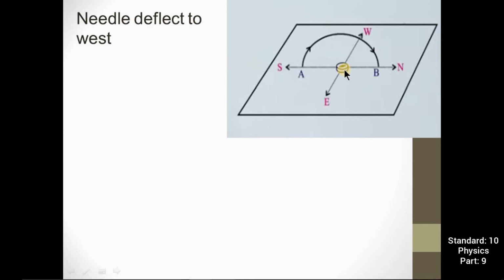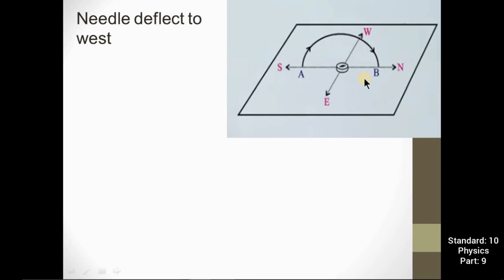Now I am moving this magnetic compass towards the outer side, further and further. Will this deflection stop at any point? Yes, the deflection will stop at a particular point. There won't be any magnetic field there, right?